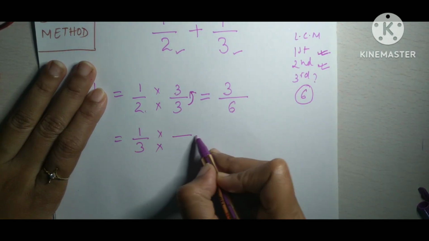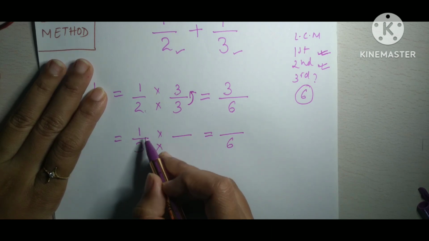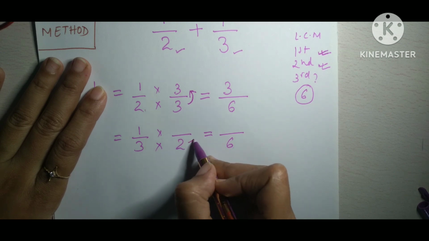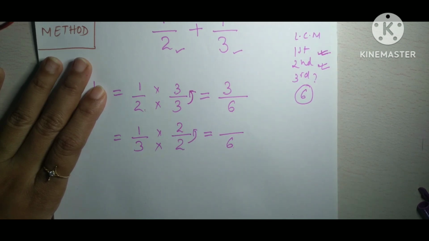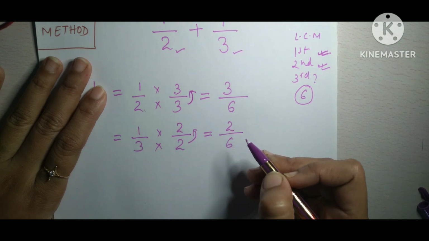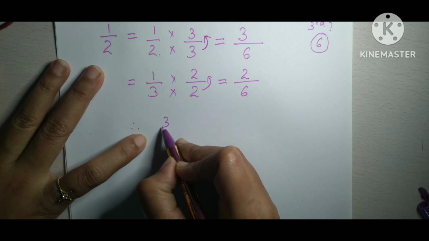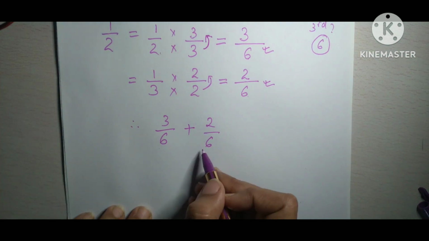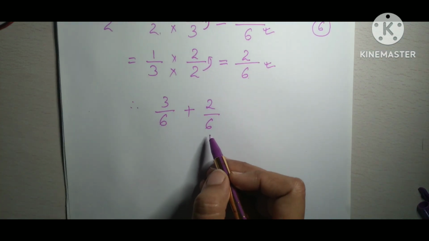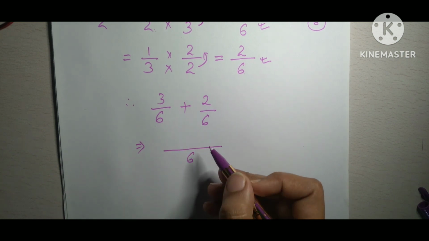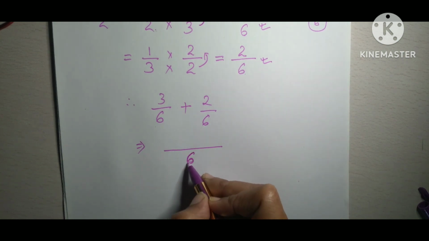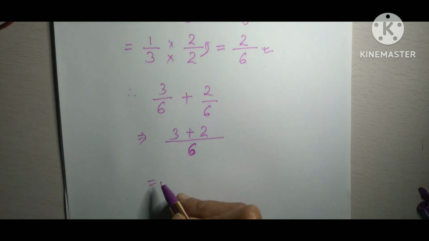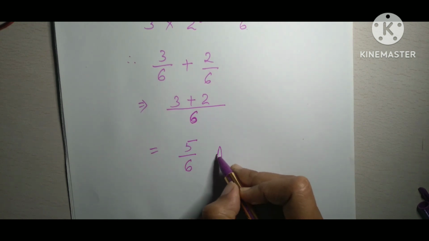Now 1 by 3, another fraction. Now same process, we have to express 1 by 3 in terms of 6. So how much is 6 divided by 3? 2. Or 3 2s are 6. So we'll shift the same 2 in the above. 2 1s are 2. We'll add both of them. 3 by 6 plus 2 by 6. We have expressed both of them in terms of 6, the same denominator. Since the denominators are same now, we can write 6 only. So it's 5 by 6.